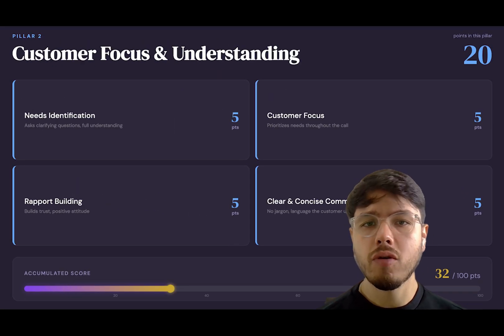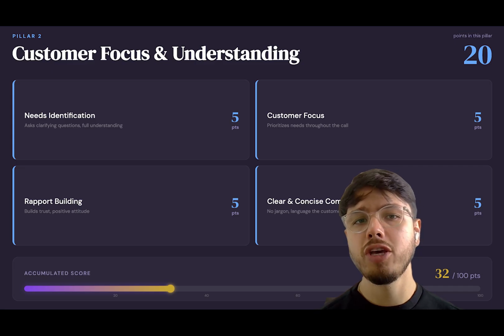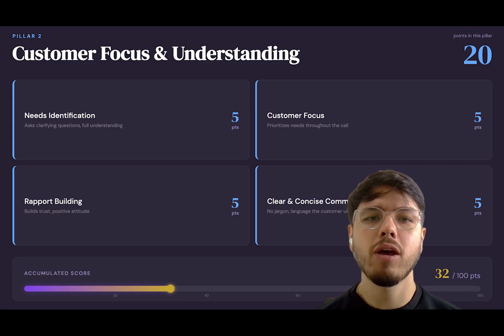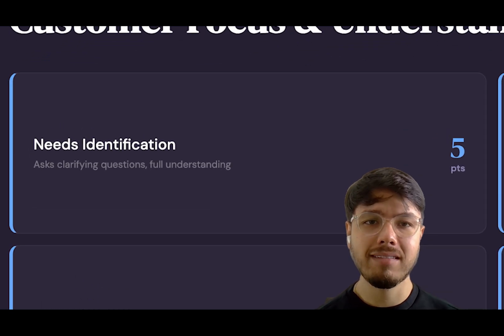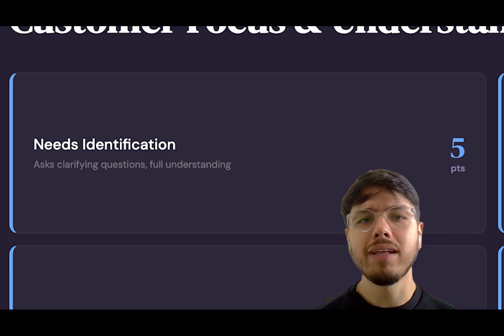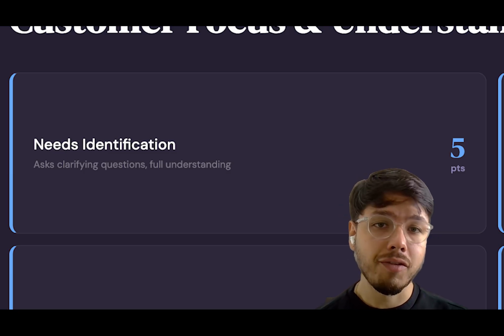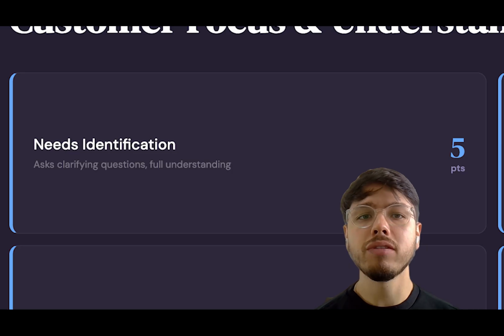The second pillar is customer focus and understanding. Here, you go beyond the surface and get into the heart of the problem. Item number 1, needs identification. The agent effectively gathers information. They ask clarifying questions. They ensure full understanding of the problem. 5 points. Because if you don't understand the problem, you never solve it.